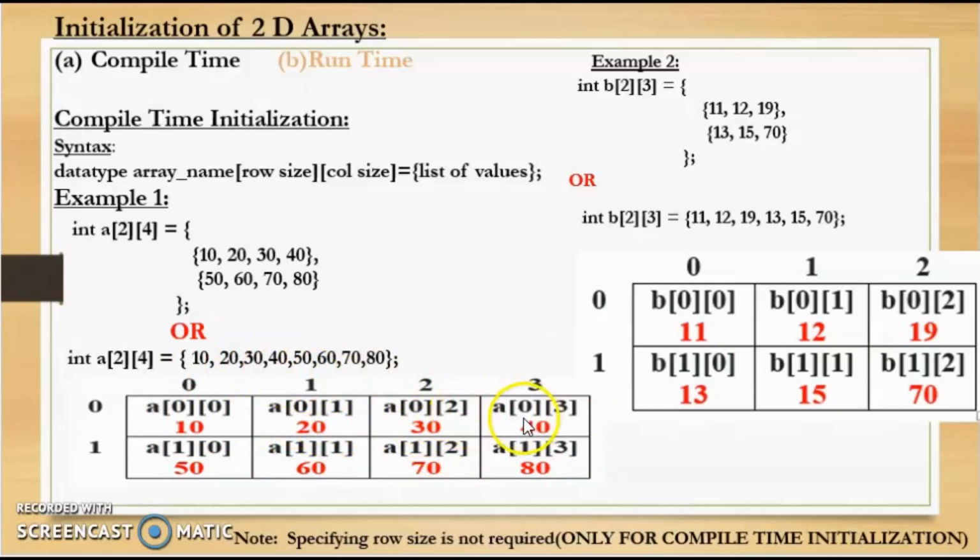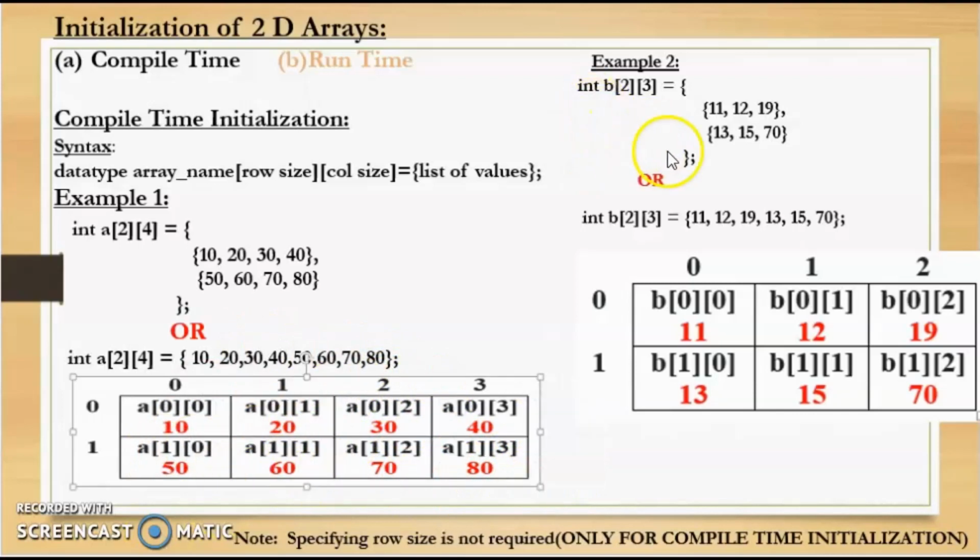Then the fourth element at 0, 3. Then the fifth at 1, 0, sixth at A of 1 1, seventh element that is 70 at A of 1 2, and the last element 80 at A of 1 3. So this is how the elements will be stored.